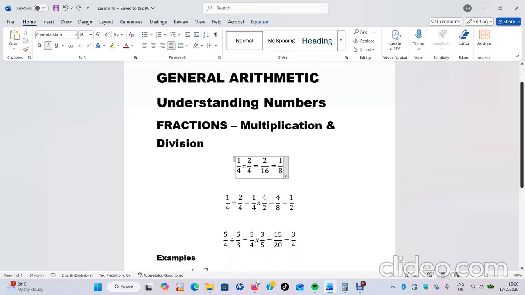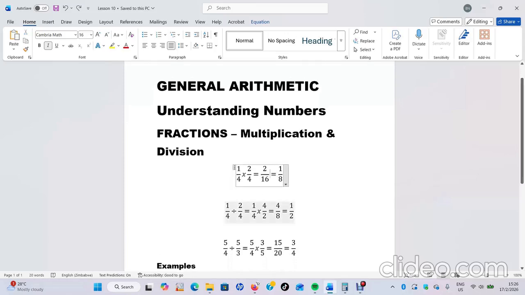If we have 1/4 divided by 2/4, in the case of division, you take the second fraction and invert it. Once you invert the second fraction, you can go ahead and multiply. So 1/4 divided by 2/4 is the same as 1/4 times 4/2. Then we get 4/8, which can be reduced to 1/2.